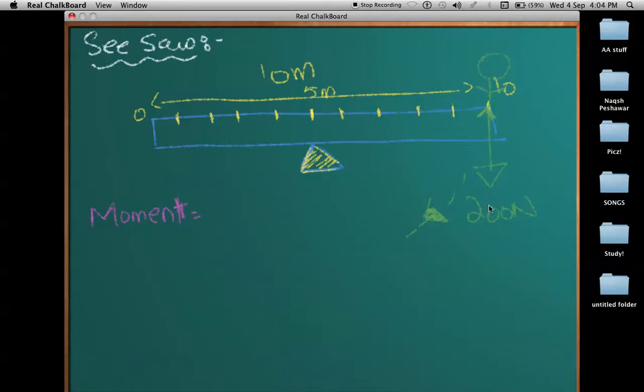So let's see, this is force times displacement. This is his weight, so this is the applied force. So this should be 200 times the perpendicular distance, which is this distance. This is 5, this is 5, and this is 10. This distance becomes 5 meters. So the moment is 1000 newton meters, which is clockwise.